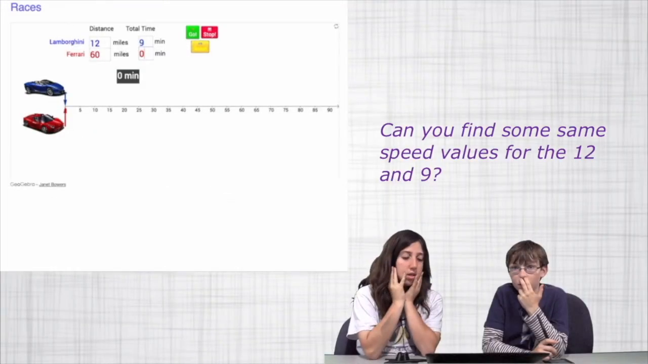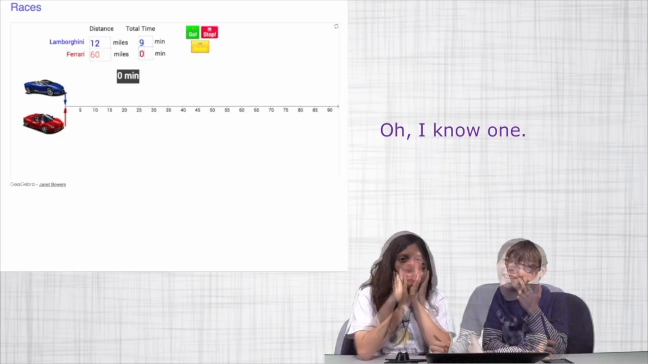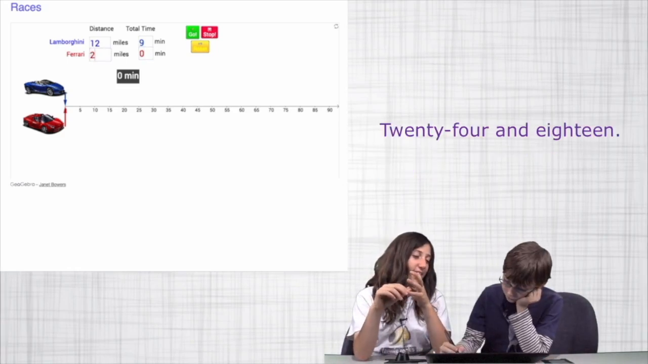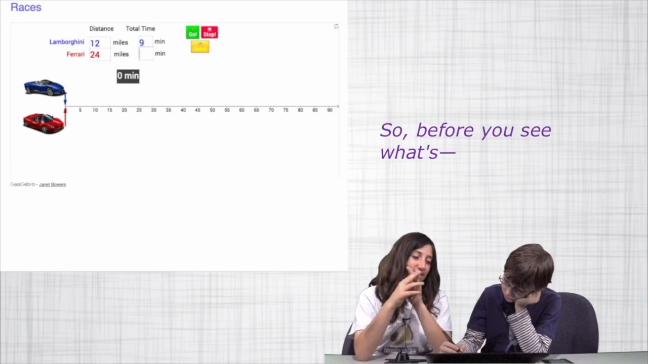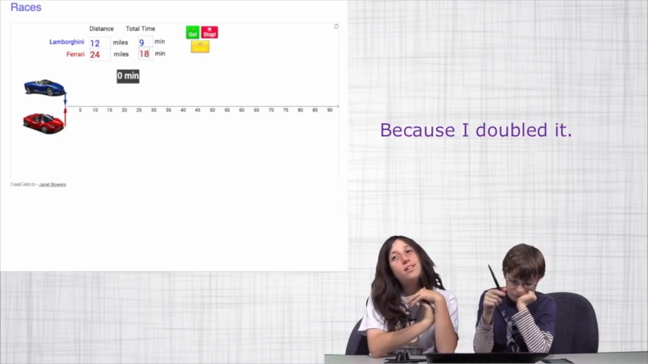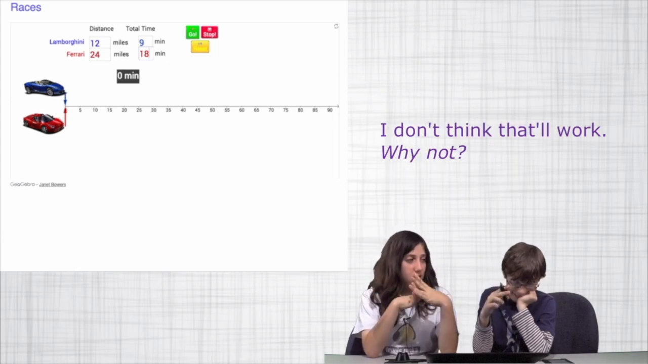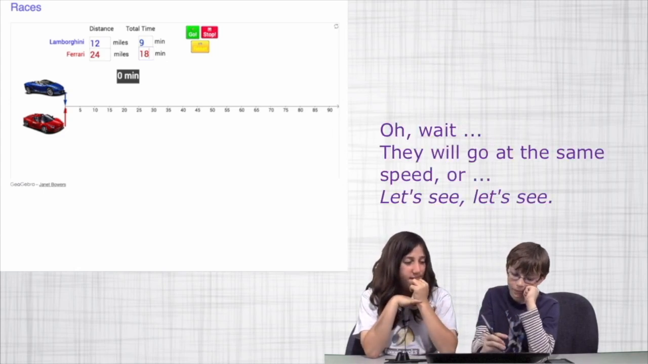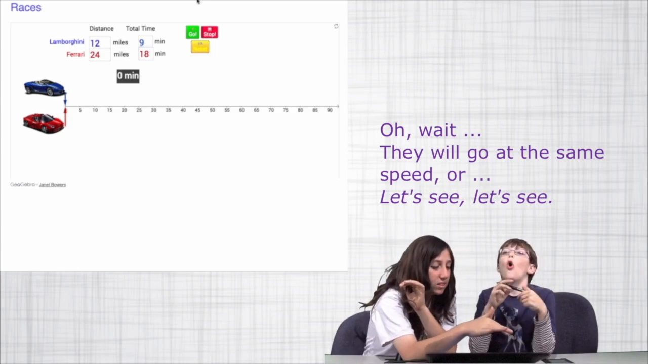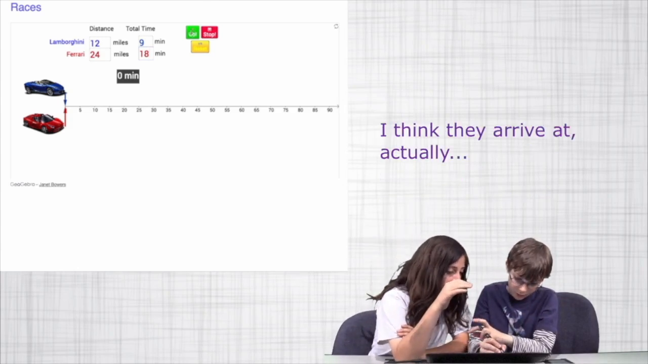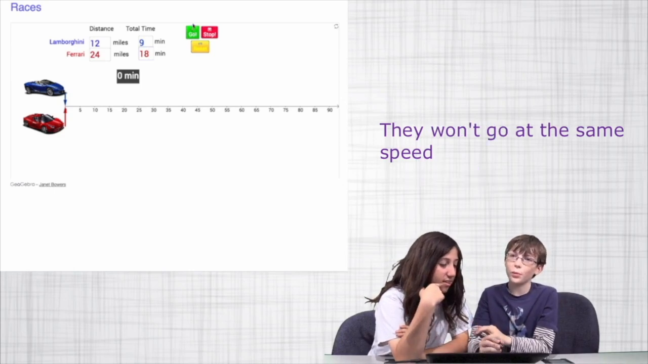Can you find some same speed values for the 12 and 9? Oh, I know one: 24 and 18. So before you see, why do you think that'll work? Can I double? What do you think, Christopher? I don't think that'll work. Why not? Longer distance, longer time. They won't go at the same speed. Let's test it. I'm pretty sure they go at the same speed.